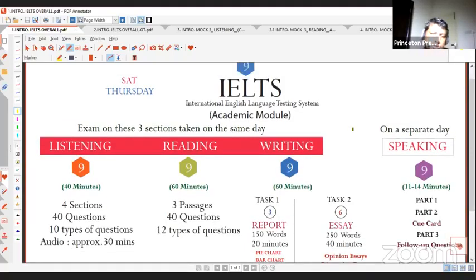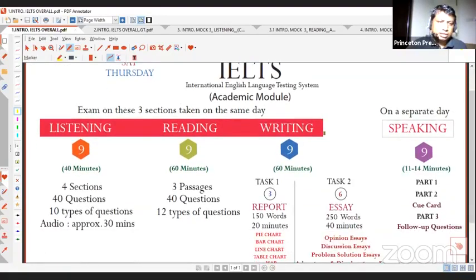Mostly there are two modules. One is academic, and the other one is general training. General training is for immigration purposes, and academic if you would like to apply to any university in an English-speaking country. So IELTS, the highest you can get is 9, and there will be 4 sections.